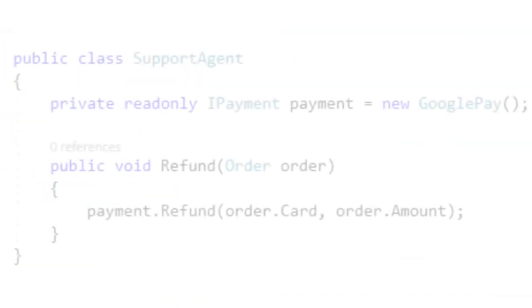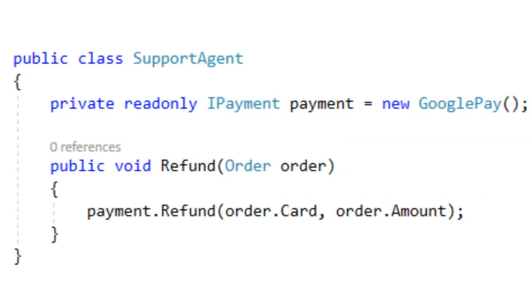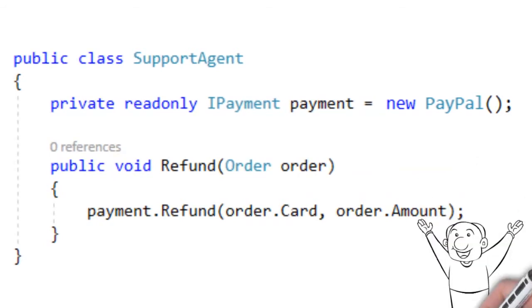But then you realized that there is another entity, Support Agent, which also consumes IPayment interface, and as of now it is using Google Pay. So you went ahead and replaced Google Pay by PayPal. Well, again, this also looks okay, and you might be comfortable that my code is now working with PayPal provider. Well, this will blow your mind.